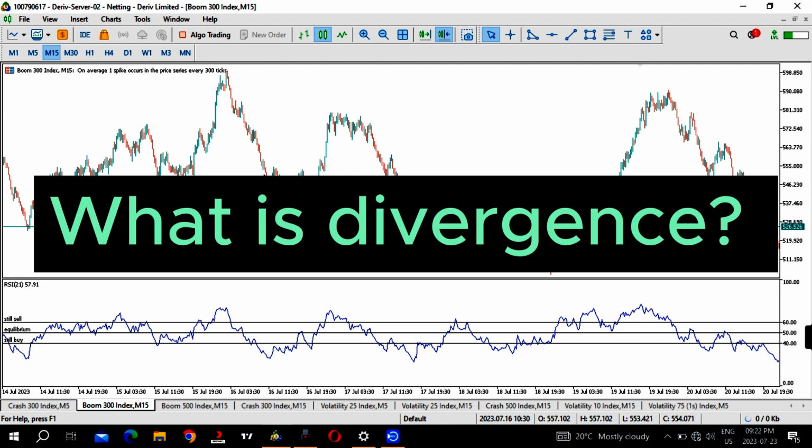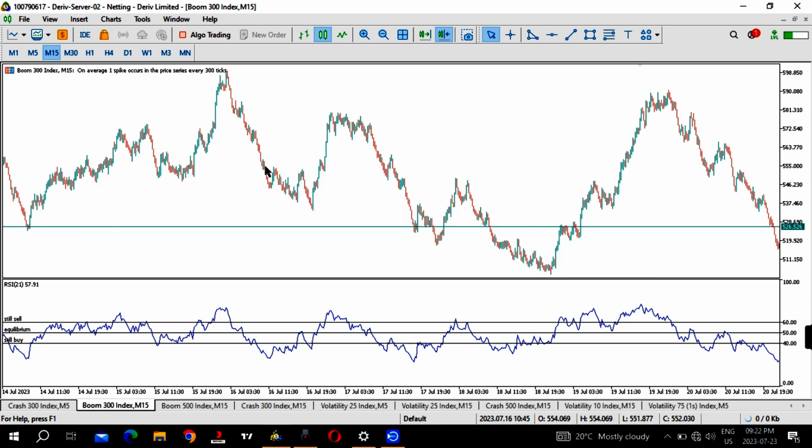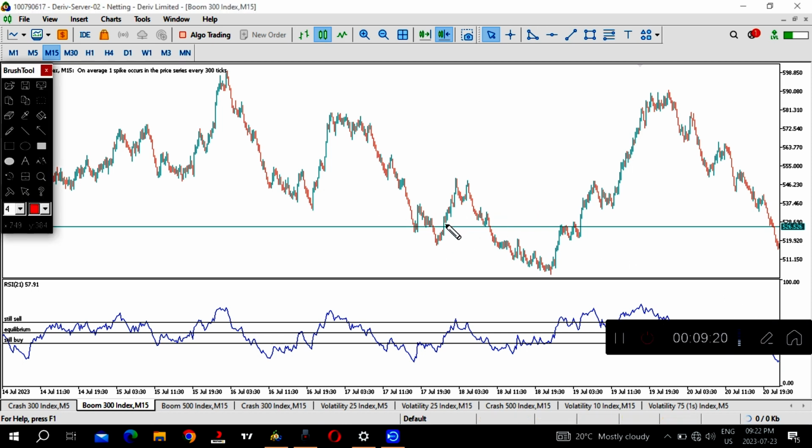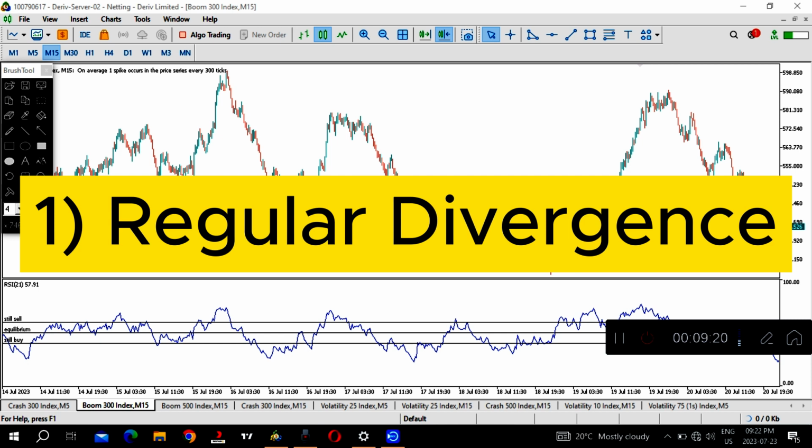Then what is divergence? I'm sure that everyone has heard this term divergence, right? And I'm sure that it can be quite tricky at first, right? So divergence is just that we're saying that on the main chart, the candlesticks are following what? Let's take this example. It's a perfect example right here, right? So we've got two types of divergence. We've got regular divergence and hidden divergence.